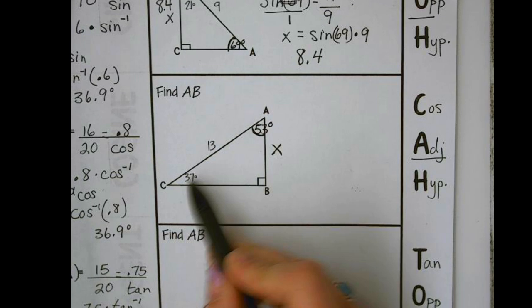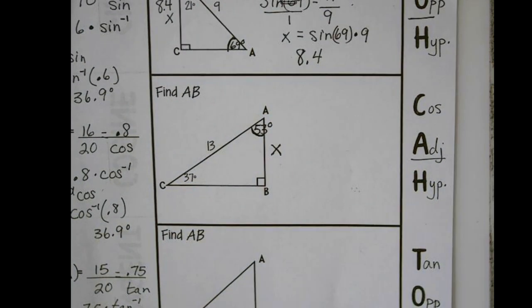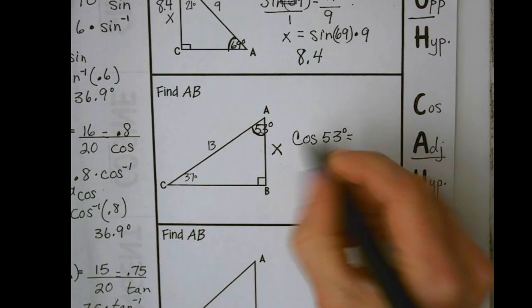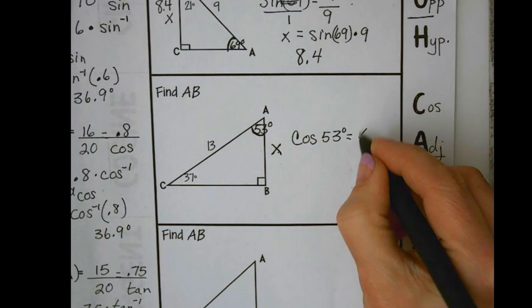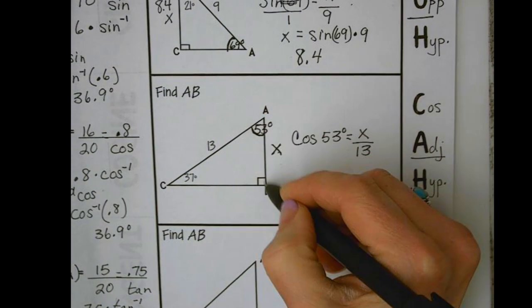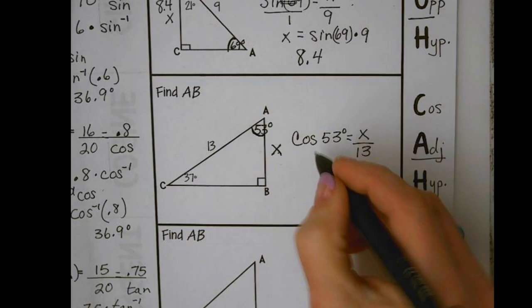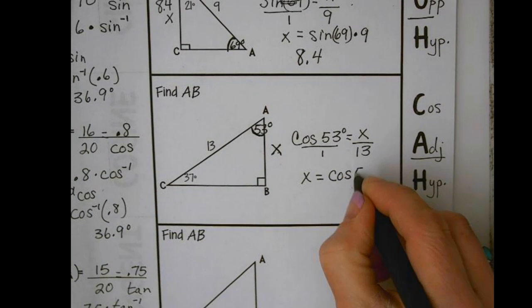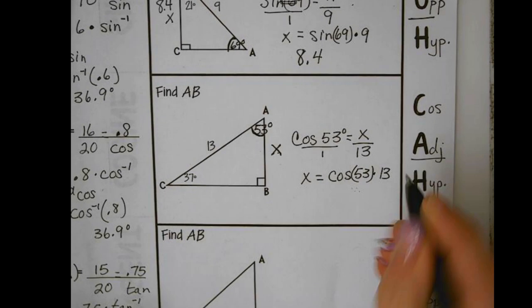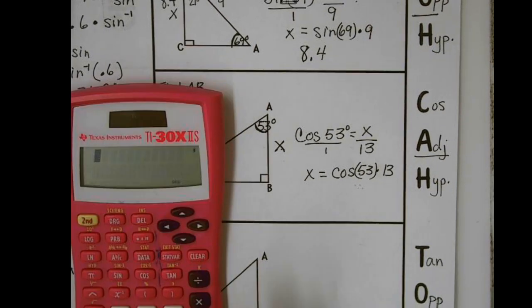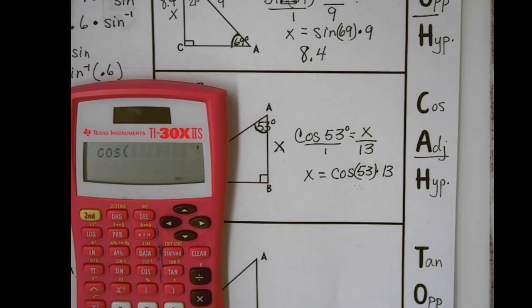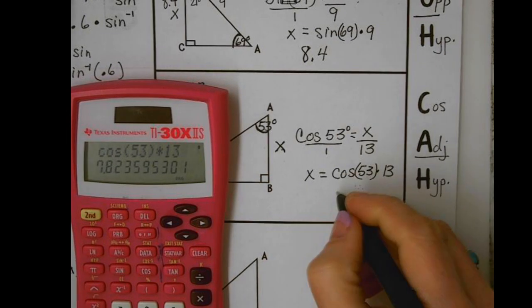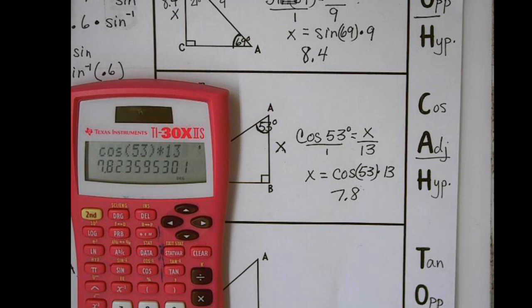So this was 90. Remember, these two would add up to 90 degrees also. Now I can set it up. Cosine of 53 degrees equals X over your hypotenuse, so X is your adjacent side. Set it up as a proportion, cross multiply. Again, I think these are a little bit easier and quicker on the calculator. You do not have to worry about that inverse key. We just type in the COS key, cosine of 53 degrees times 13. And so that missing side would be approximately 7.8.